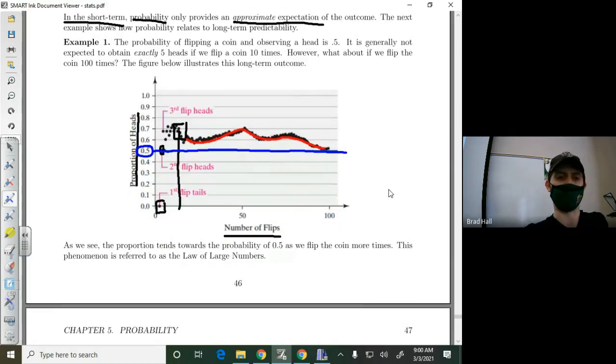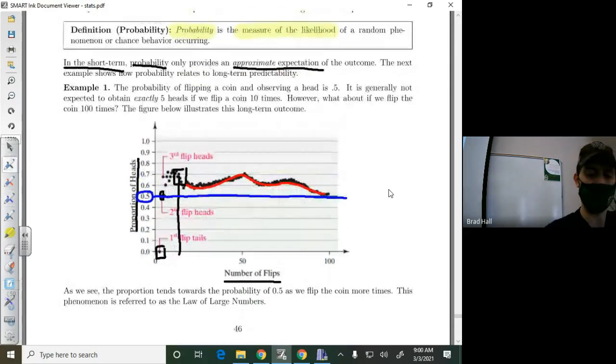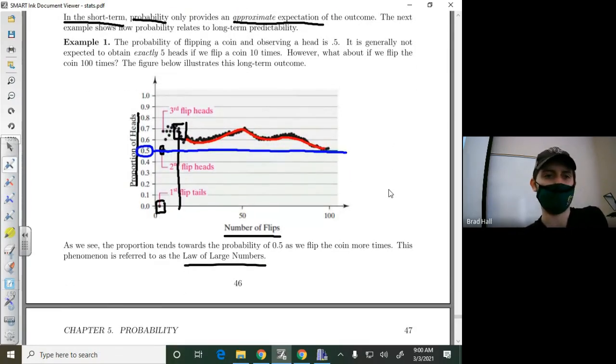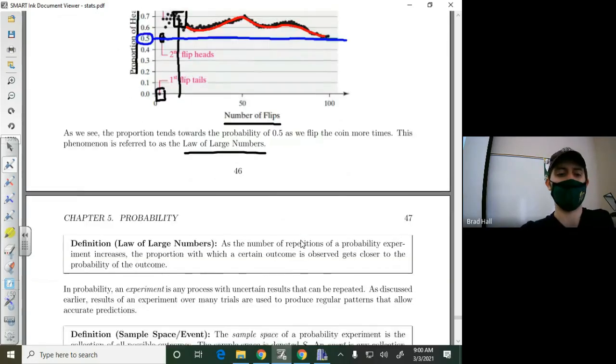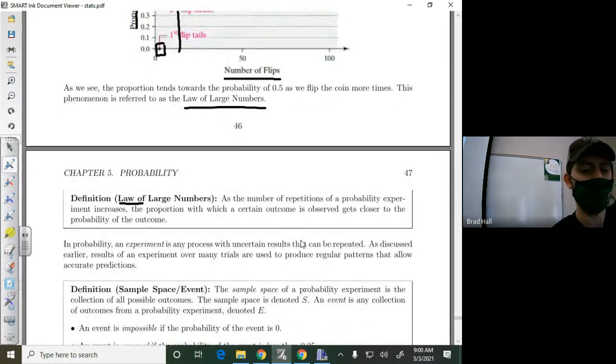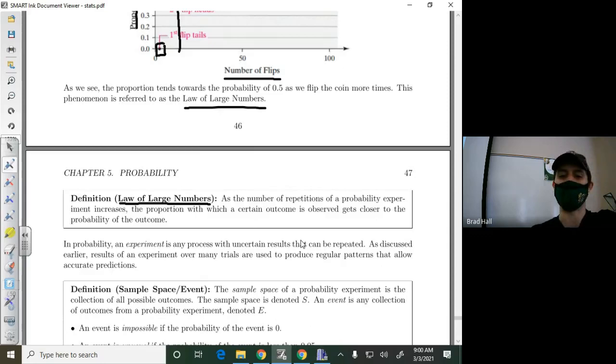And this idea is known as the law of large numbers. So in this example, there's not really anything we're doing. This is just more conceptual. But the law of large numbers says that as the number of repetitions increases, the proportion gets closer to the probability. So that's ultimately what this is referring to.